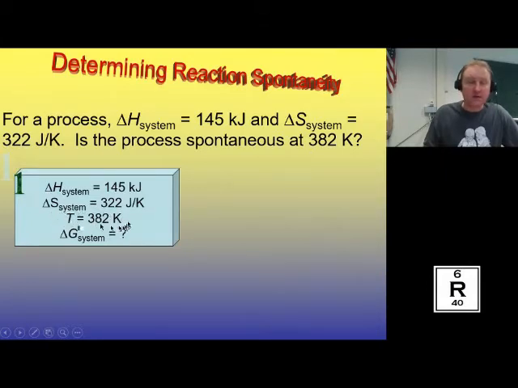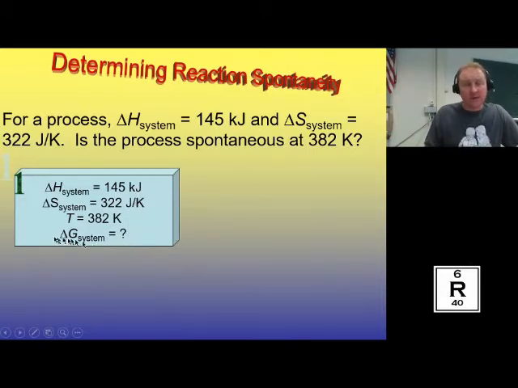Remember, if it's not in Kelvin, we have to add 273 to Celsius to make it Kelvin. And we are solving for our change in free energy, Gibbs free energy. When I look at this, something jumps out at me as a problem that we're going to have to deal with, and that is the fact that enthalpy is in kilojoules, but entropy is in joules per Kelvin. Kilojoules and joules don't match, so we're going to have to convert something here.